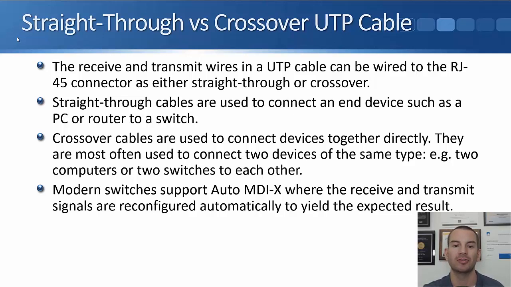Crossover cables are used to connect devices together directly. They're most often used to connect two devices of the same type. For example, two computers to each other or two switches to each other. Cabling two computers to each other is not a normal thing to do. It's not a very big network if you've only got 2 computers there.